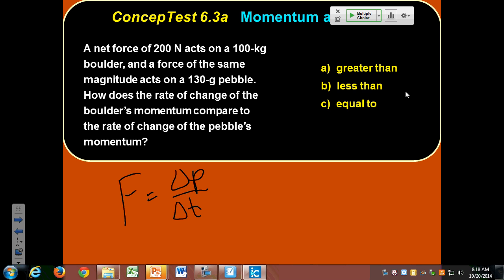And so since these both have the same force acting upon them, they're both going to have the same rate of change in momentum. Now one of them's going to be going faster than the other, right? Which will go faster? The pebble, right? It has less inertia, and it has a force acting on it, so it has a greater acceleration, and so it'll reach a greater velocity. But they're going to experience the same rate of change in momentum.